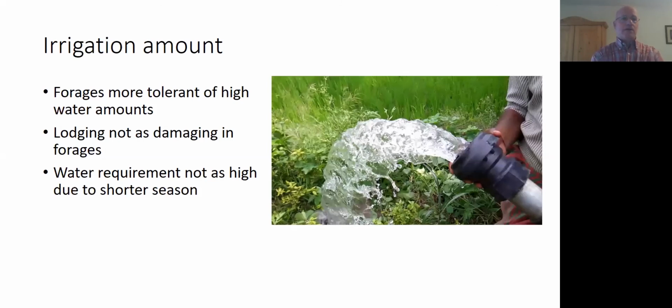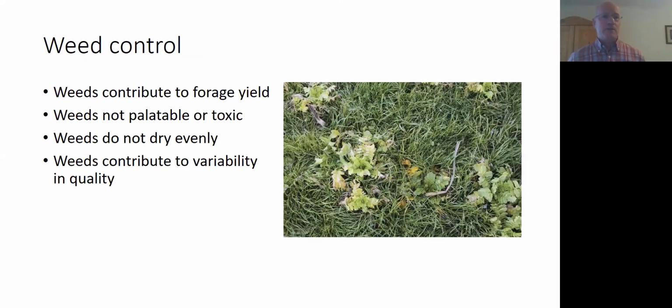If you look at the irrigation amount, similar to fertilizers, the forages are more tolerant of high water amounts because lodging is not as damaging. And again, I'm not saying lodging is not an issue in forages, it's just not quite as damaging. But again, due to the shorter season, the water requirement may not be quite as high. You look at weed control, probably the only positive thing about weeds is that weeds contribute to forage yield. But as in most crops, there are a lot of disadvantages to weeds.